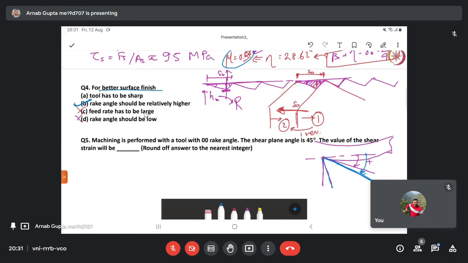Tool has to be sharp. It need not be a correct option, because if you provide a nose radius, it allows the chip to flow smoothly, and also it prevents the breakage of the tool tip.